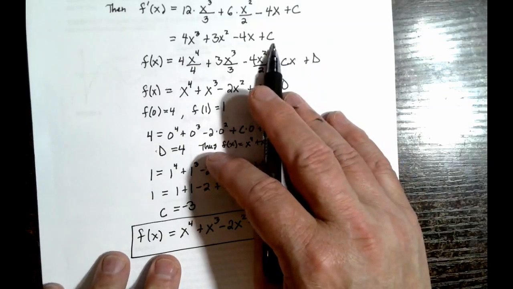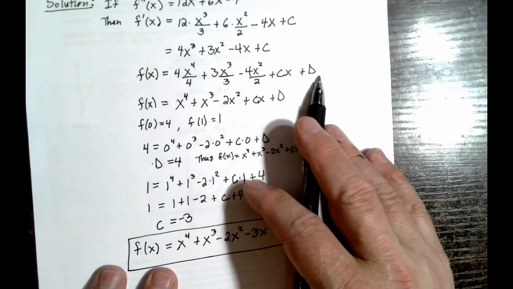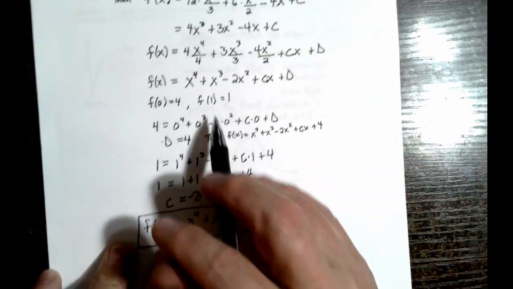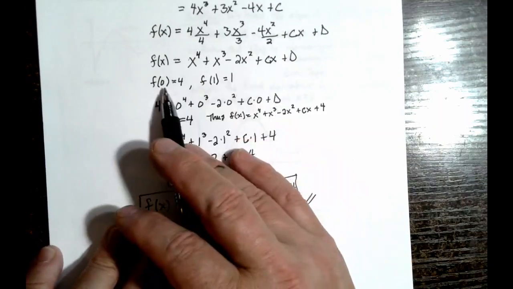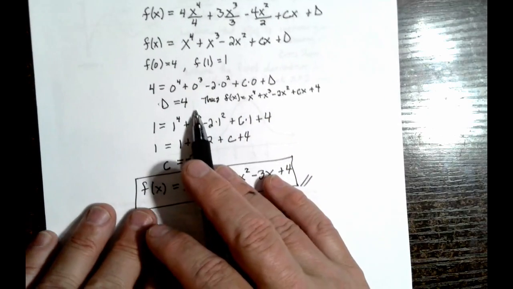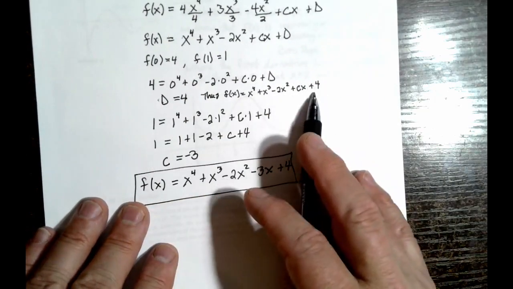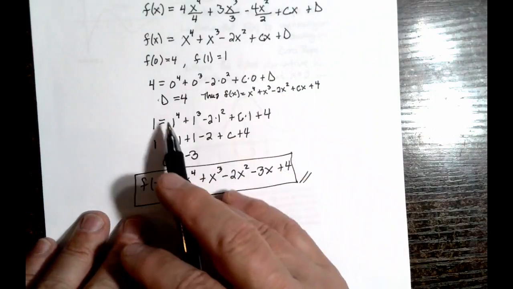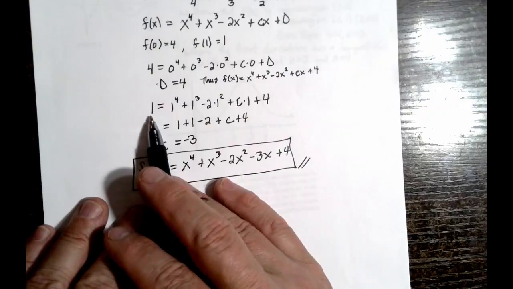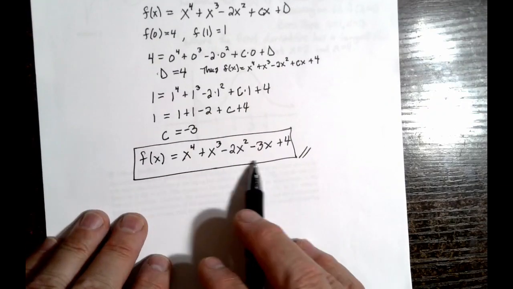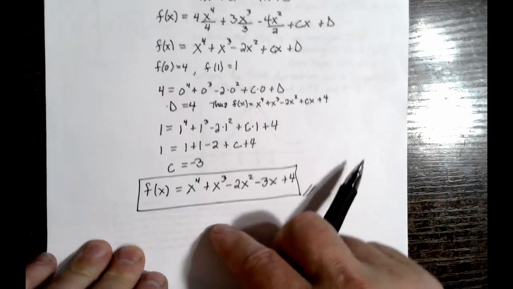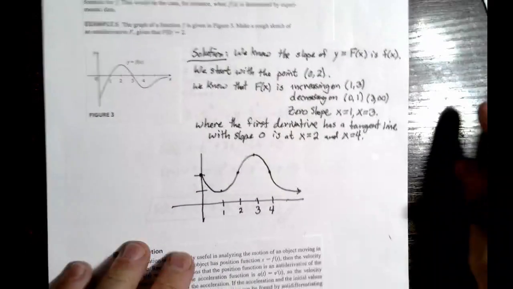The first one you tag on you'll call C, the next one you call D, and if there's another one you call E and F and G and so on. So if you want to nail down what D is, you let x equal 0 and let the whole thing equal 4, so you get D equals 4. Now you can plug 4 in there for D. And now use the other one, which was f of 1 equals 1, plug in 1 for x and let the thing equal 1, and you can figure out C equals negative 3. And so now you've found the very specific function, not the general one.